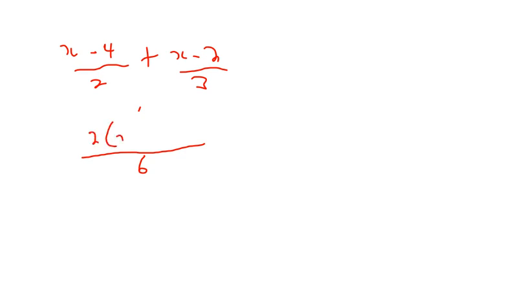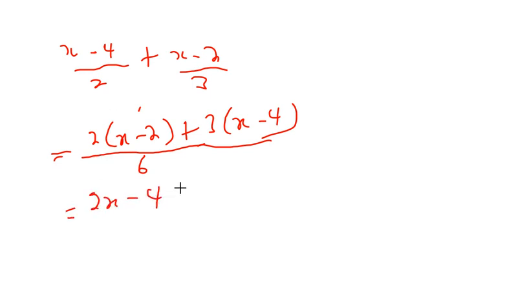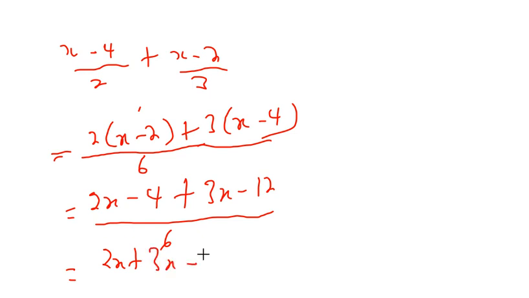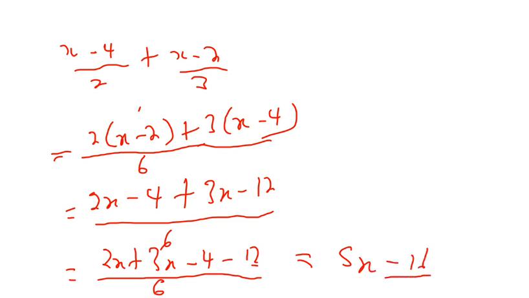So I have x minus 4 over 2, let's say, plus x minus 2 over 3. I'll multiply the denominators, then I get 6. Then I cross multiply, then I'll have 2 brackets x minus 2 plus 3 brackets x minus 4. Then I remove the brackets, I'll get 2x minus 4 plus 3x minus 12, all over 6. Then I group like terms together, which is 2x plus 3x minus 4 minus 12, all over 6. Then if I add that, I'll get 5x minus 16 all over 6.